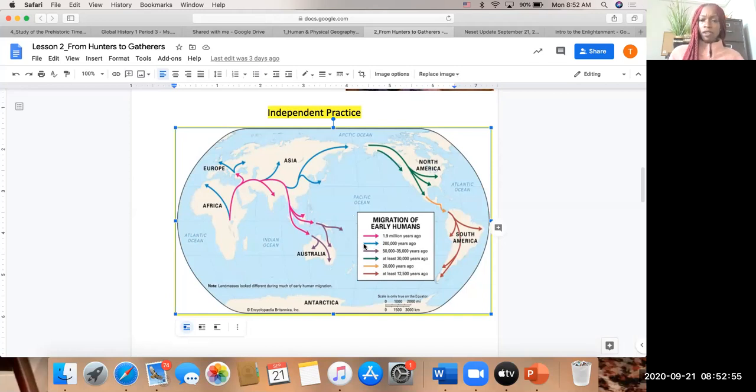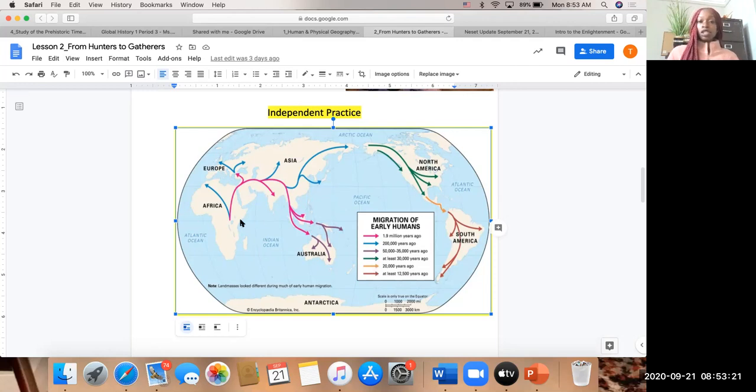If I look further into the key, I can see that these arrows represent how many years ago the early humans migrated. If I look at the first magenta arrow, wherever I see a magenta arrow, I'm going to know that those early humans migrated 1.9 million years ago. If I see a blue arrow, I'm going to know that those humans migrated 200,000 years ago, and so on and so forth.